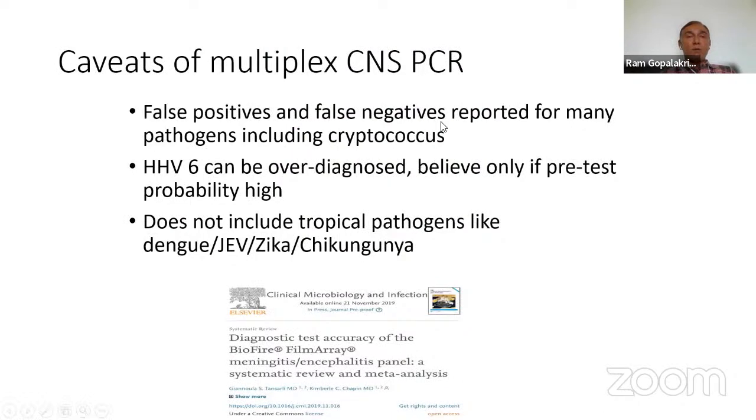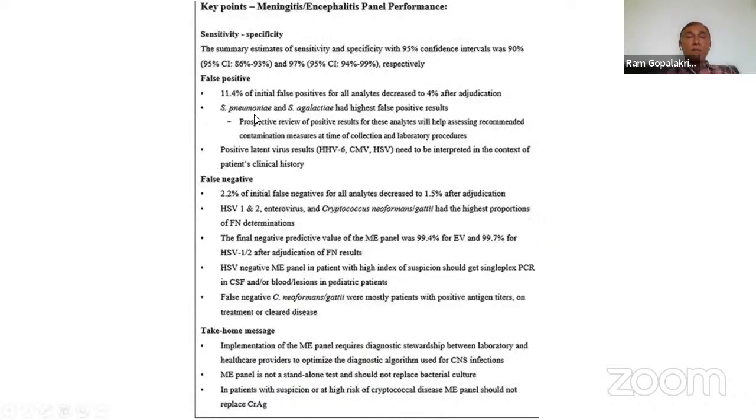Sometimes you can have false positives and false negatives, especially with Cryptococcus. This is notorious for having false negatives. HHV6 can also be overdiagnosed, and it does not include tropical pathogens. There was a nice review on this, which concluded that sometimes you can get false positives with pneumococcus and group B strep. You can also have false negatives where you miss the diagnosis sometimes with HSV 1 and 2. And again, Cryptococcus. For Cryptococcus, please use conventional diagnostics, not an ME panel. Use your cryptococcal antigen.